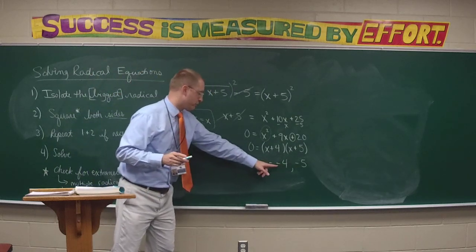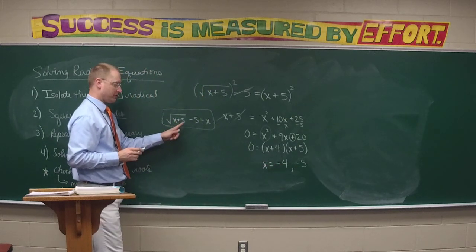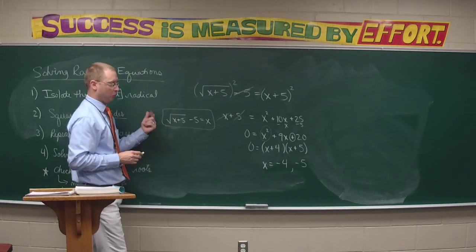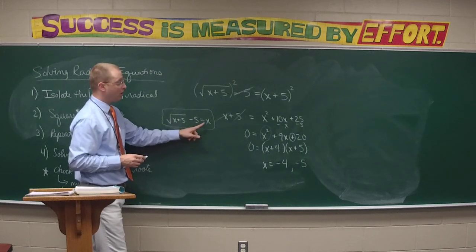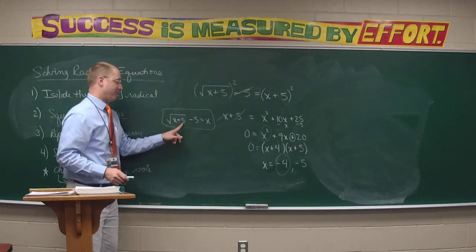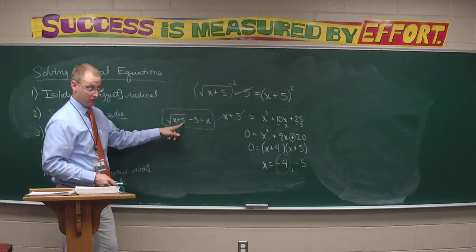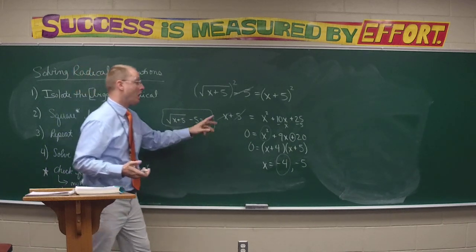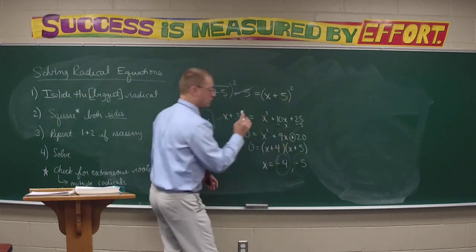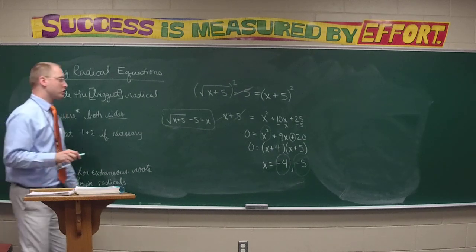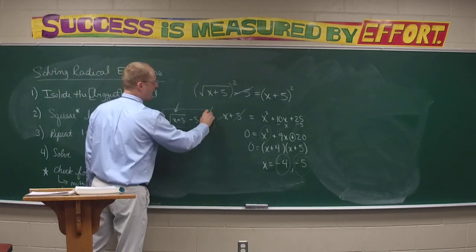If I try a negative 4, negative 4 plus 5, class, 1. 1's square root is 1 minus 5, negative 4. Let's try negative 5. Negative 5 plus 5, 0. Square root of 0, 0 minus 5, negative 5. In this case, no extraneous roots. They both work. But check when there's multiple roots. The multiple roots will usually come when there's a radical in and a radical out.